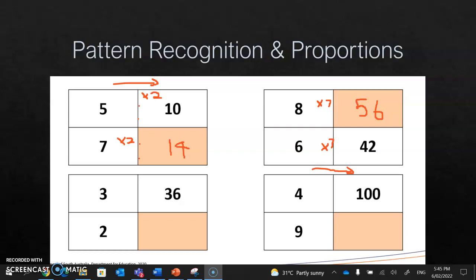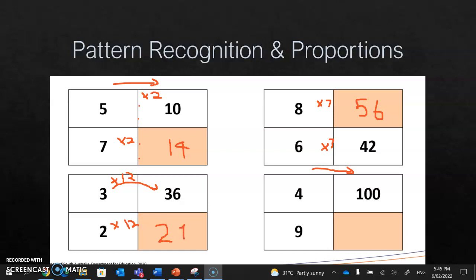Same here, we need to find this missing square down the bottom. So we need to look at the relationship between 3 and 36. So 3 times what gives us 36? Hopefully we know our 12 times tables. We know that 3 times 12 is equal to 36. So we're going to have to do the same to the bottom. 2 times 12 is 24. So looking at these patterns.